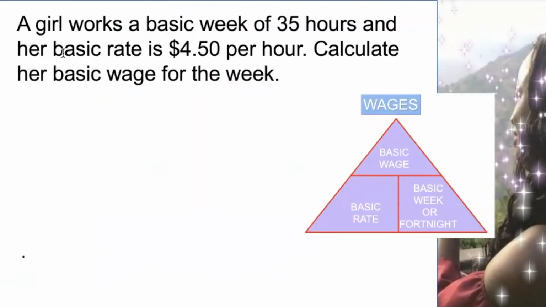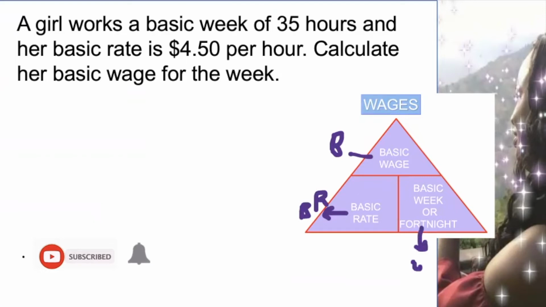Let's use this triangle. This question says a girl works a basic week of 35 hours and her basic rate is $4.50 per hour. Calculate her basic wage for the week. So I am going to label this as B for basic wage, BR for basic rate, and for basic week, BW.